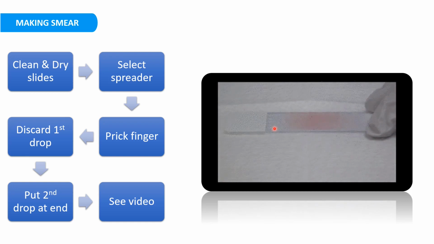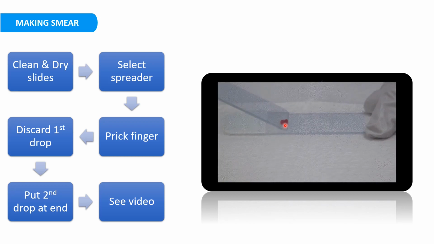If it is more, then a thin smear may be formed. If it is less, a thick smear may be formed. And also the pressure that is applied should be kept in mind. If you apply too much pressure, the smear will tear away. If you apply less pressure, a thick smear will be formed. So pressure should be moderate, neither more nor less. So this is how you have to make the smear.